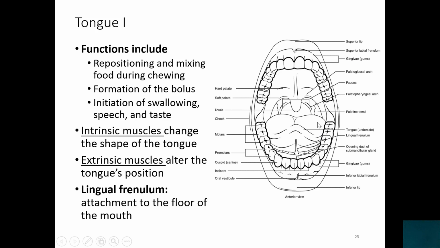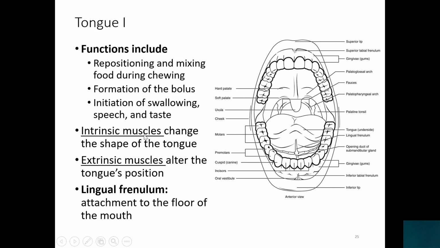Now, the tongue. Functions of our tongue. Repositioning and mixing food during chewing. It means your tongue just moves the food between your teeth so you could chew it. Formation of the bolus. It's mixing of the food with saliva, so digestion could start, and the digestion that starts in the mouth would be digestion of carbs with the help of salivary amylase. We'll talk about it. And finally, our tongue helps us to start swallowing, and also we use it for speech and to taste our food.